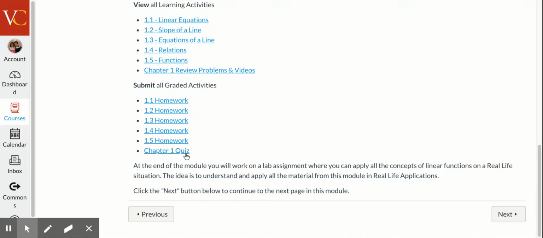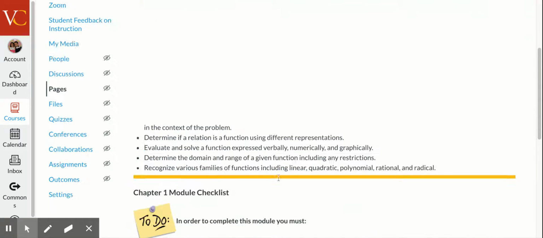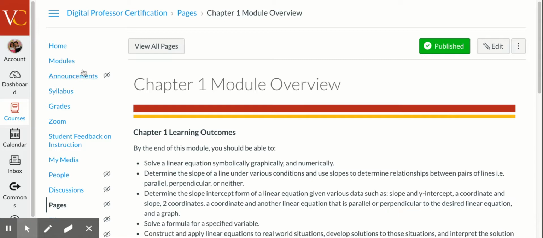They will also have a lab. At the end of the module, you will work on a lab assignment where you can apply all the concepts of linear functions to a real-life situation. The idea is to understand and apply all the material from this module in real-life applications. So our goal is for them to see the connections between what they're learning and a real-life situation.